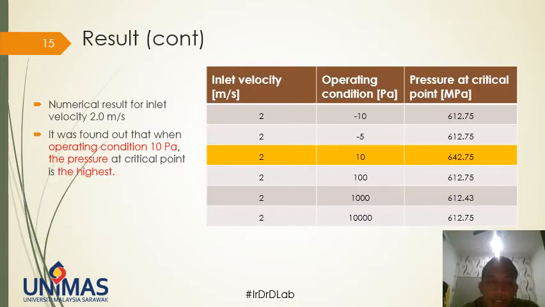But then the numerical result for inlet velocity 2.0 meters per second is shown in the table here. It was found that at operating condition 10 Pascal, the pressure at the critical point is the highest, which is more preferable, because the more pressure at the critical point, the more it helps in dispersing away the trapped air bubbles.